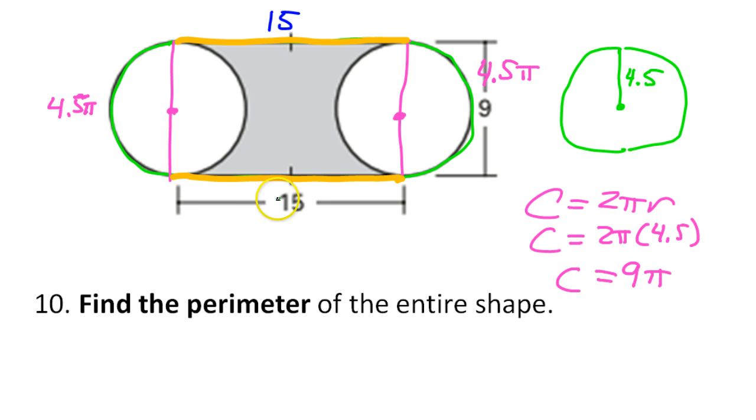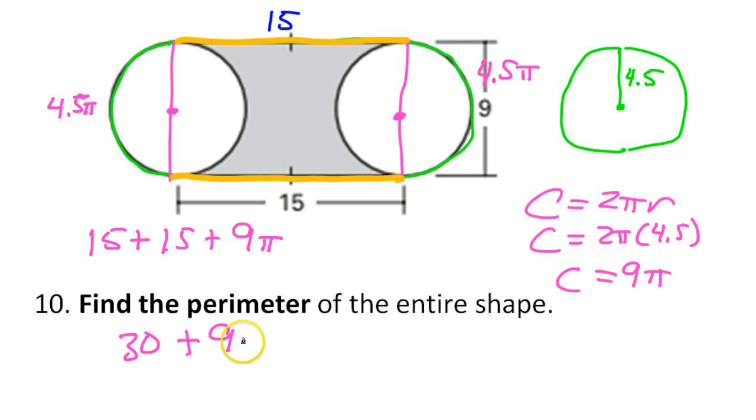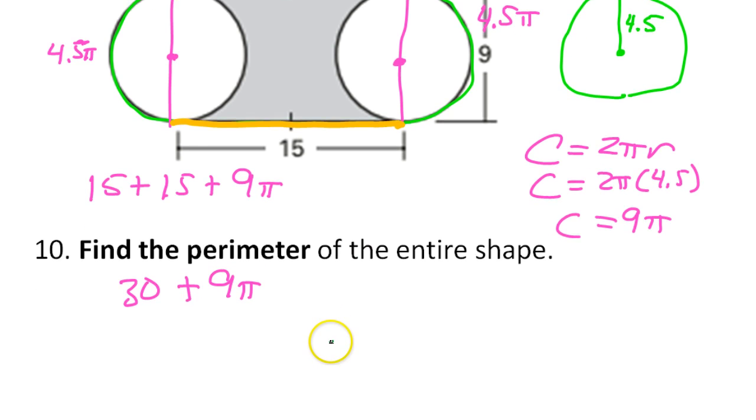So I have the 15 and the 15. So it's like I have the 15 plus the 15, and then the 2 halves of this circumference here. So if I do the 4.5 pi plus 4.5 pi, of course that came from 9 pi in the first place. So it's the 2 oranges plus the 2 greens, which was the 9 pi. So as far as an exact answer, 15 plus 15 is 30, plus 9 pi. That's my exact answer.